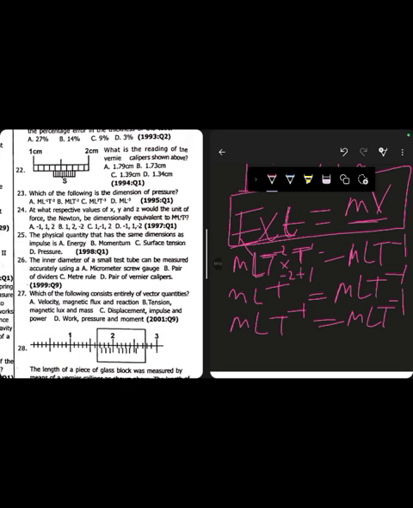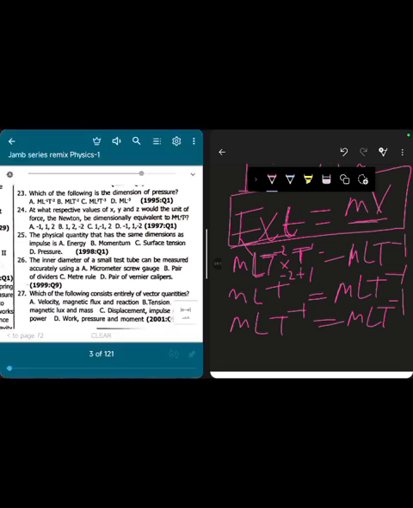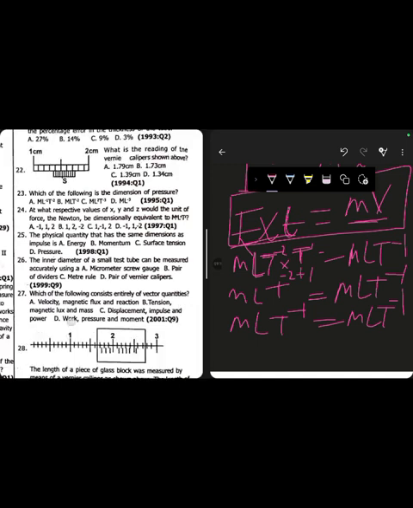27 says, which of the following consists entirely of vector quantities? It's very easy. Just look for anyone that contains a scalar, and disqualify it. For example, this one contains work. I told you work is a measure of the amount of energy you have. It's not a vector quantity, so that one is out. So for 27, option D is already out.